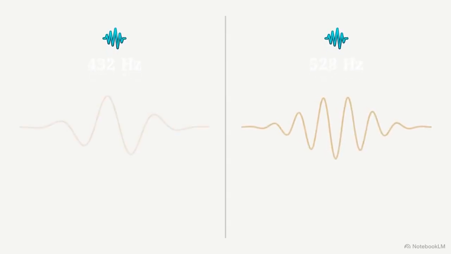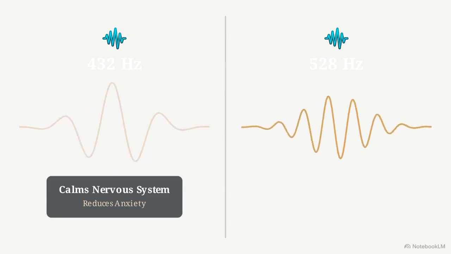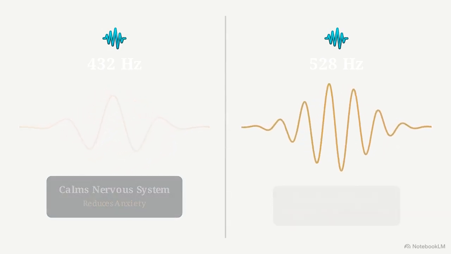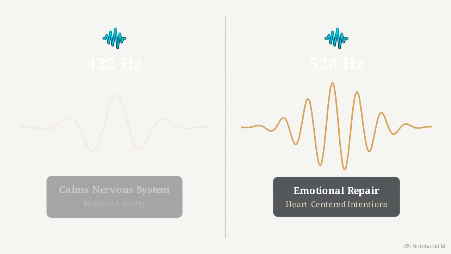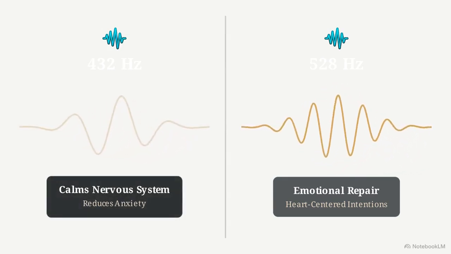This waveform comparison shows our 2 best options. While the 432 Hz wave on the left calms the nervous system, the 528 Hz wave on the right is specifically utilized for emotional repair and targeting heart-centered intentions.